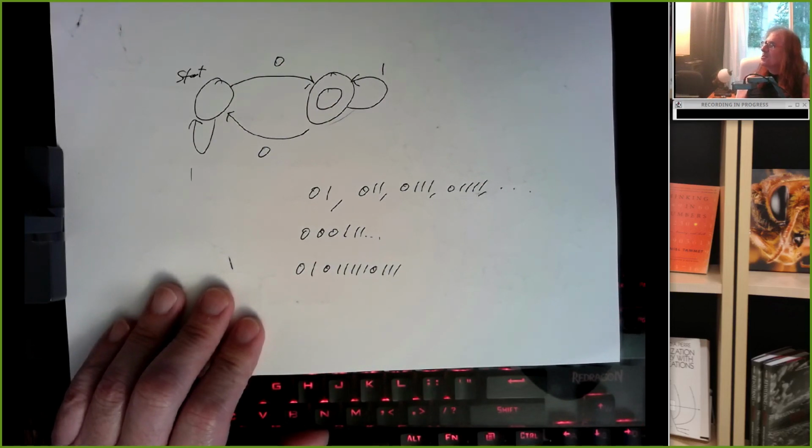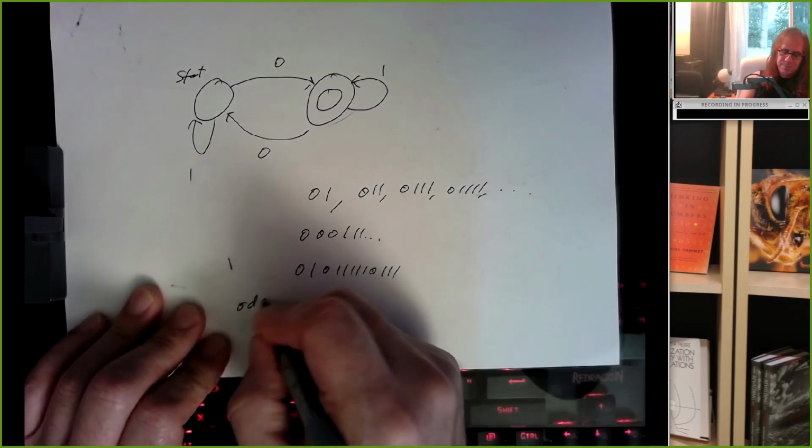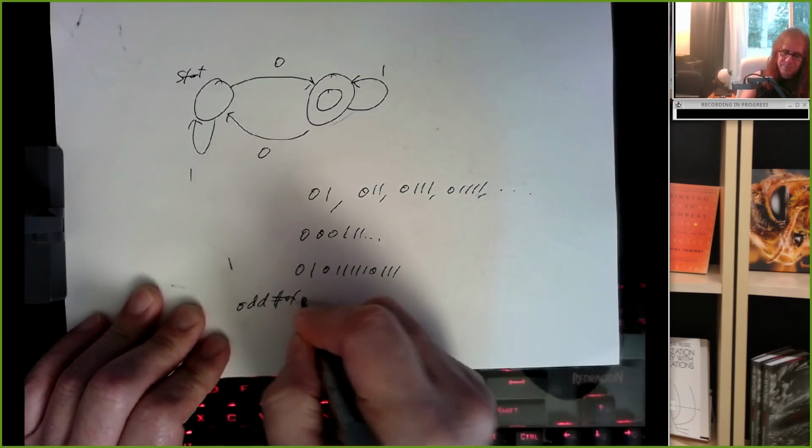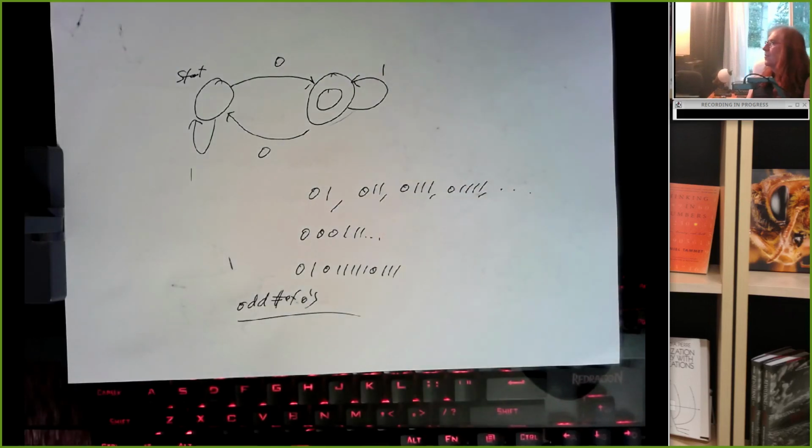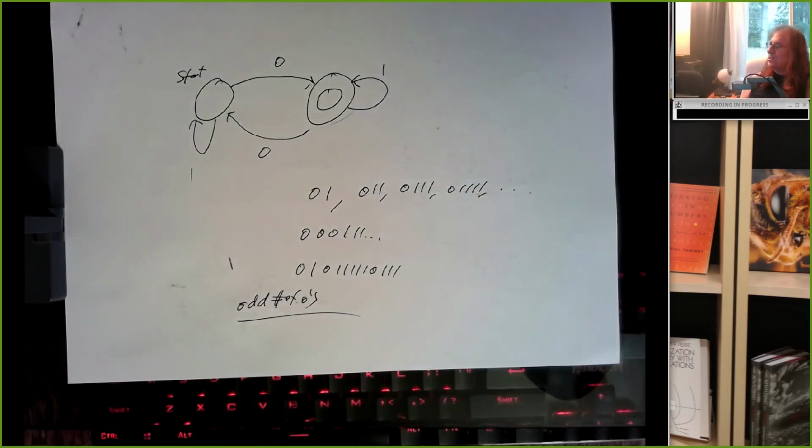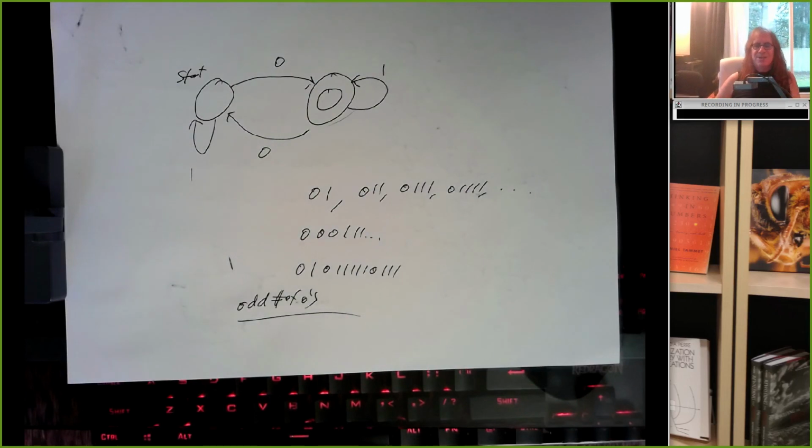So how would we paraphrase this? Oh, someone already did this in chat while I was yakking. Any string that has an odd number of zeros. All right, so that's kind of a cool machine. You can put in binary strings and it'll tell you if it's got an odd number of zeros.